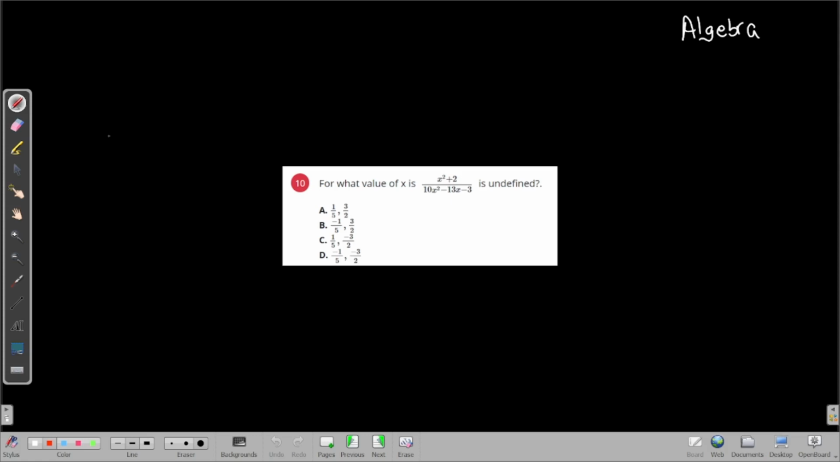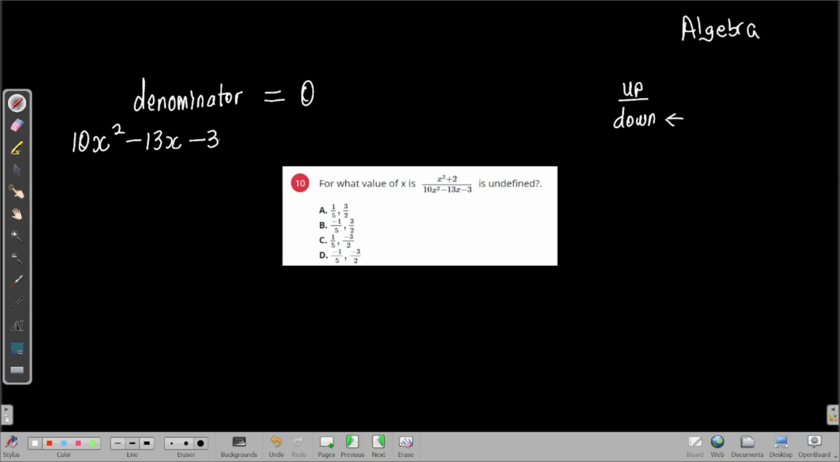So what does it mean when a fraction is undefined? When a fraction is undefined, it just means that the denominator is equal to 0. The denominator is the term that is down in the fraction. A fraction is like up divided by down; we call it numerator divided by denominator. So whatever is there is equal to 0. So in our own fraction here, 10x squared minus 13x minus 3 is equal to 0.